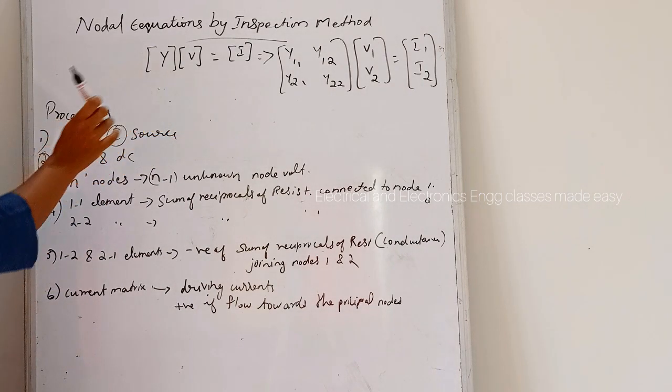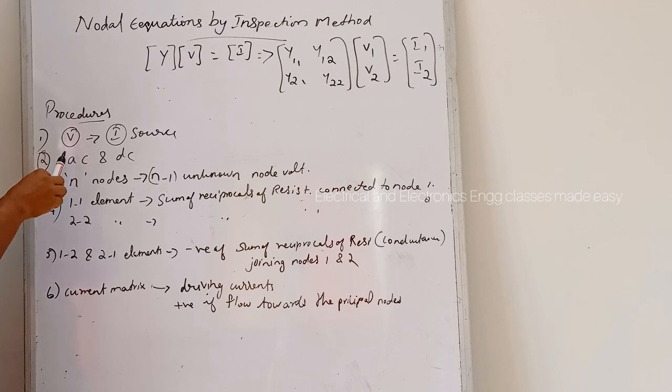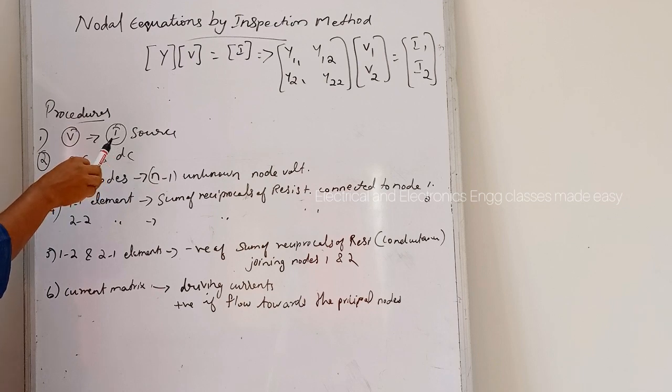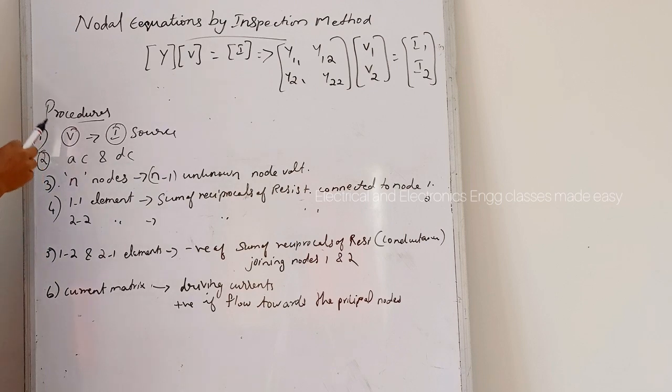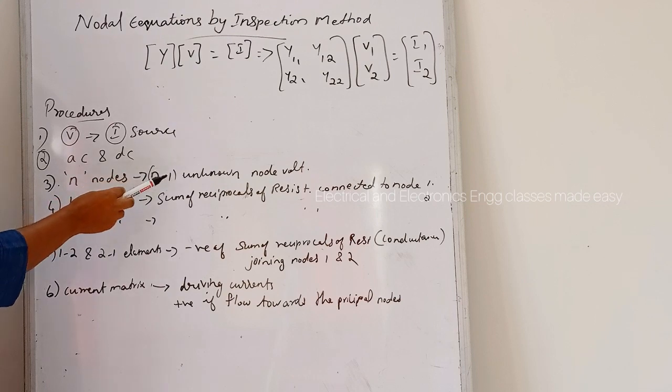The first procedure is to convert the practical voltage source into an equivalent current source before putting in the matrix form. Then this method can be applied for both AC and DC. Next, if there are n nodes, then the number of equations required, that is the number of unknown node voltages, is equal to n minus 1.